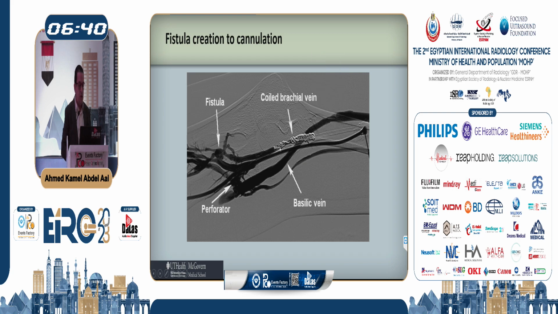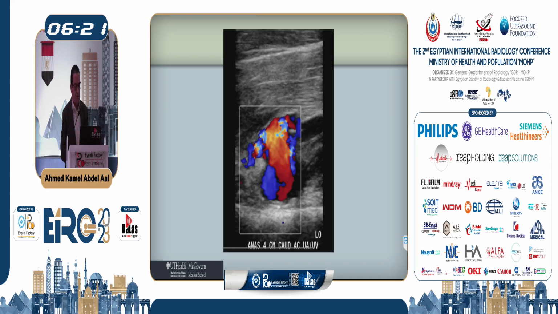In addition, we want to force the blood to go into the superficial system through the perforator. So we usually coil one of the veins, which is the deep veins, the brachial veins. There is usually 2 or 3 of them. We coil one of them to force the blood to go to the superficial system, which enhances the maturation of the fistula. This is how the fistula looks like.